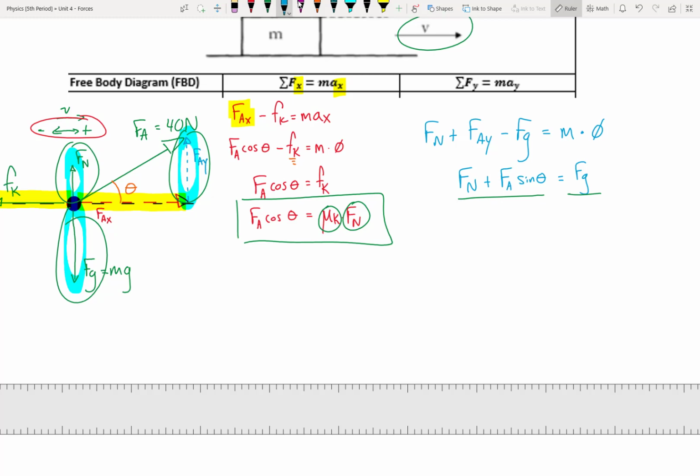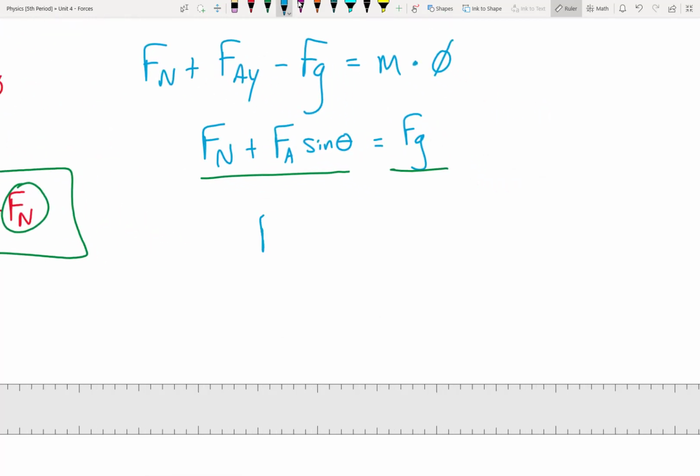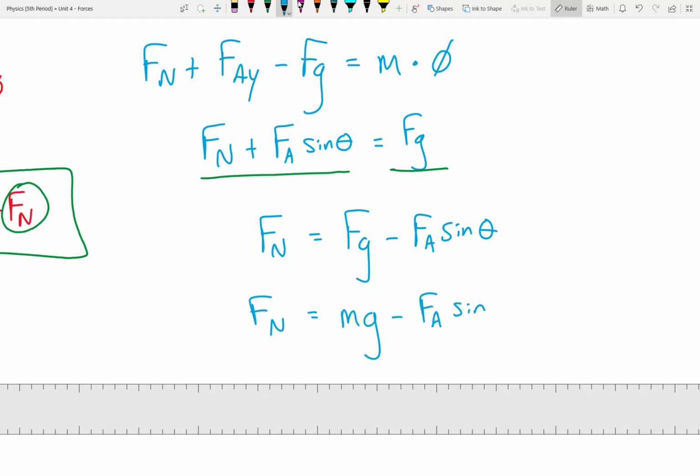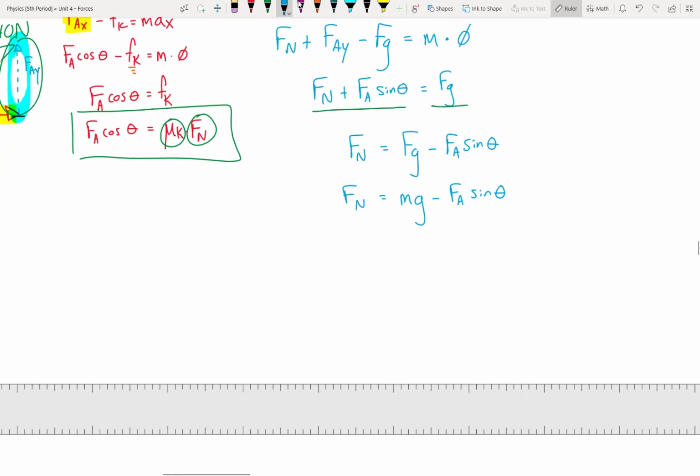Now, for solving our problem, we want to find out what Fn is. So I'm going to have Fg minus Fa sine theta, because I'm trying to isolate normal force. Okay, so Fg equals what? Mg, you always know that, minus Fa sine theta. Now we have a value we can find here. We could substitute in this expression for normal force, or we could get a value for the normal force right now, which I'm going to do.